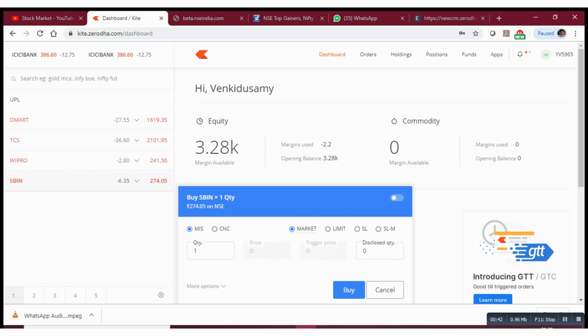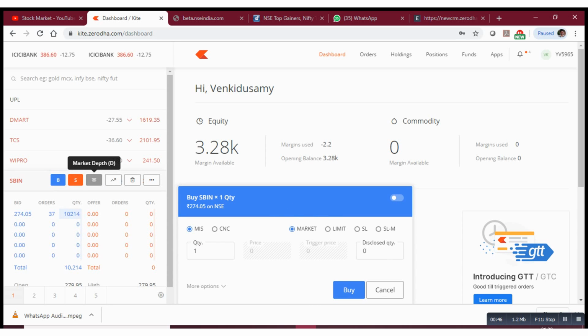Market order is nothing but, when you go to market depth, on this side you can see the list of bids and offers. Bid means people who are trying to buy a stock at a particular price, so that is what will be shown here. And offers means people who are willing to sell the stock at a particular price. When you place a market order, I will show it with an example.